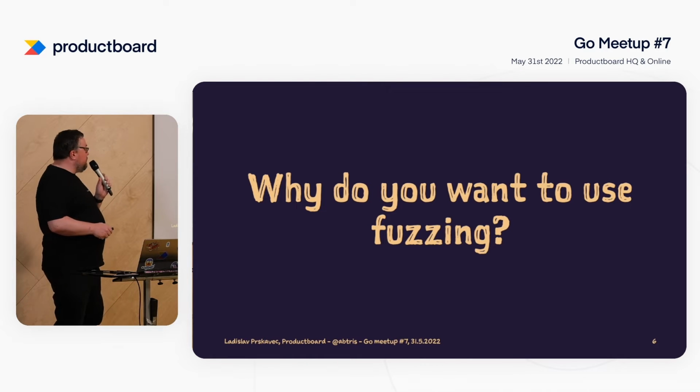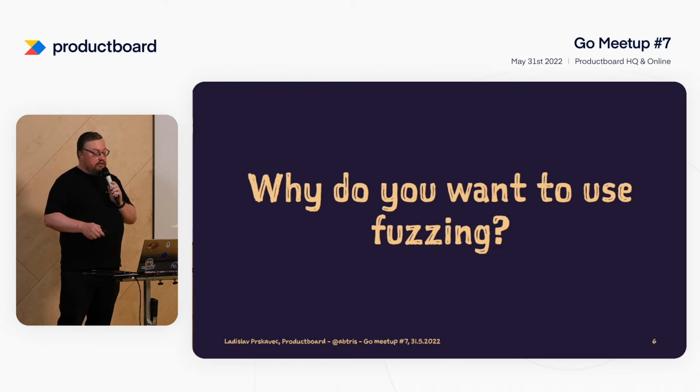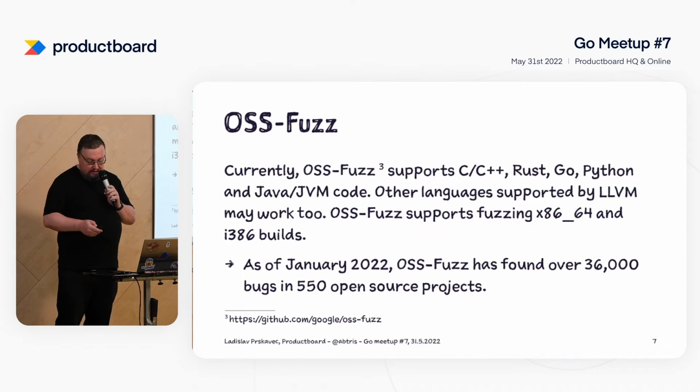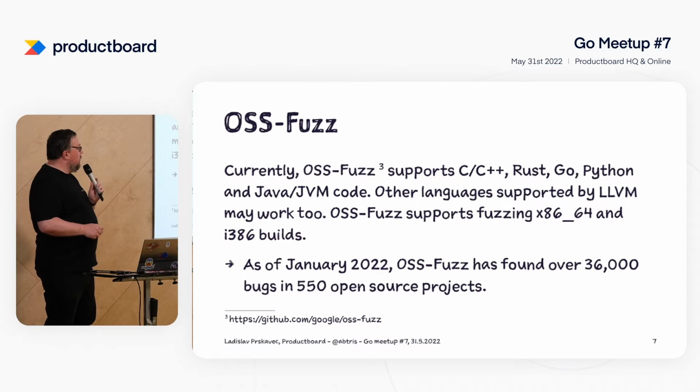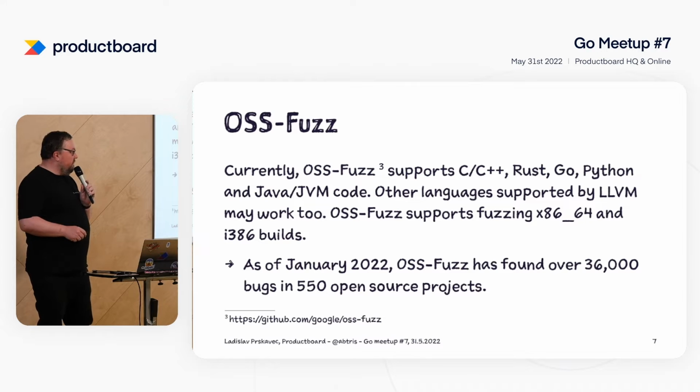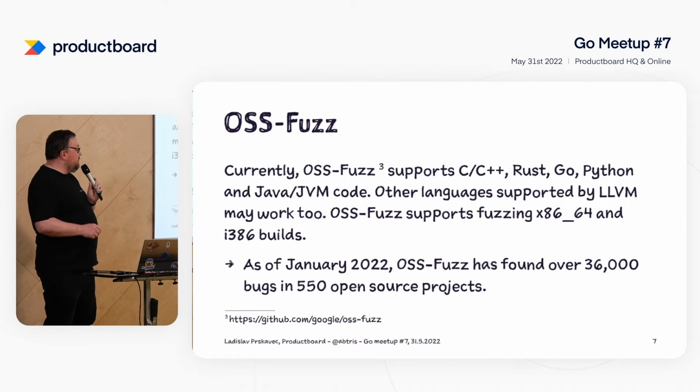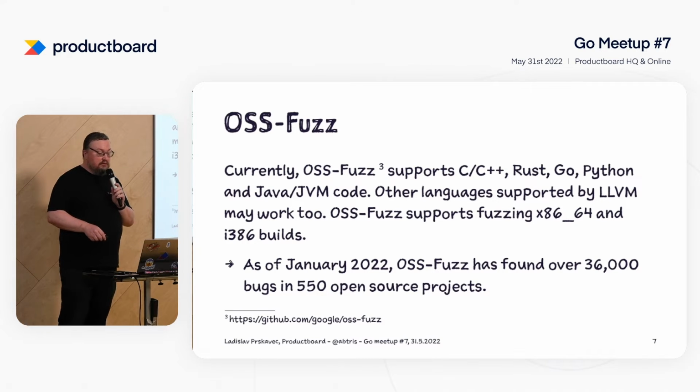Why do we want to use fuzzing? The main reason, as I already mentioned, is security. There is a big Google project called OSS-Fuzz that supports not just Go but other languages. You can see C++, Rust, Go, Python, and Java, and any JVM language. For example, in January this year, OSS-Fuzz had already found 36,000 bugs in 550 open source projects. That's quite important for global security using cloud native and other open source.